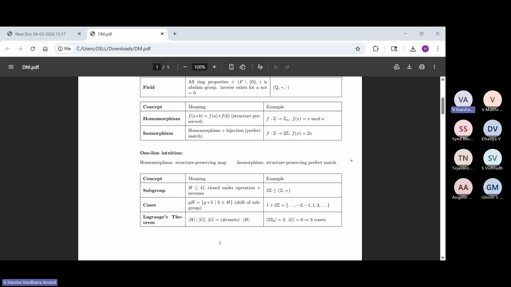Let's just take 1, 2, 3, and 4 and apply the same thing. 1 and 3 would be one coset. 2 and 4 would be another coset. Here the size of the group is 4 and the size of the coset is 2. So hence there'll be only 2 cosets possible here. That is the intuition behind that.